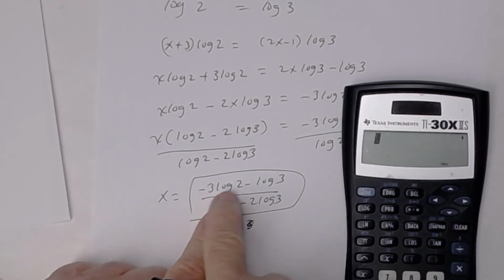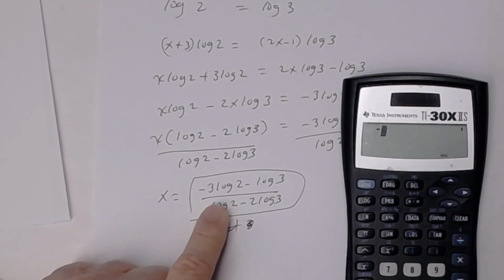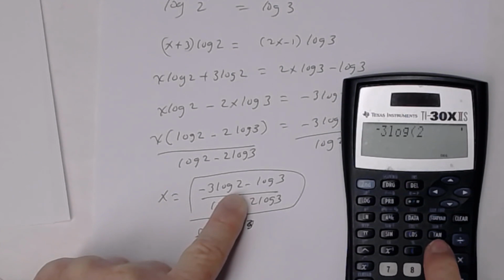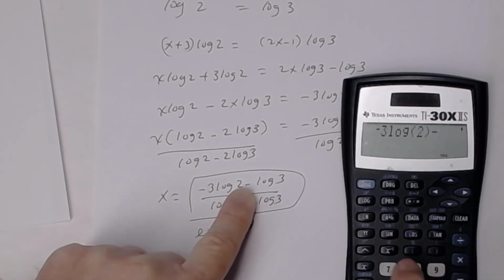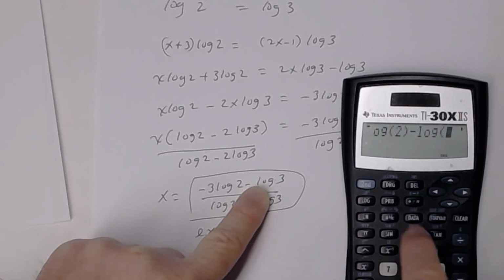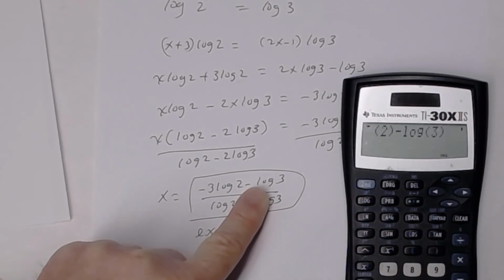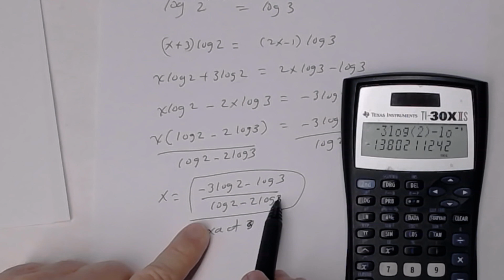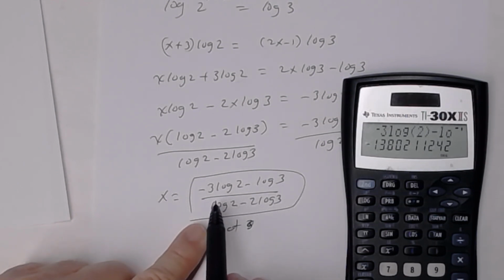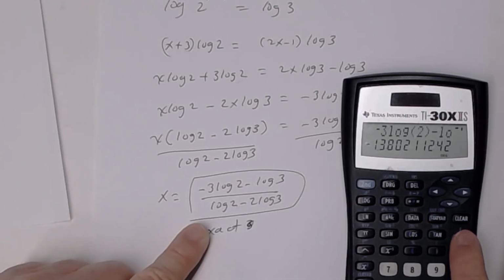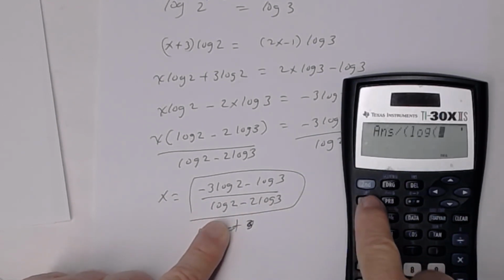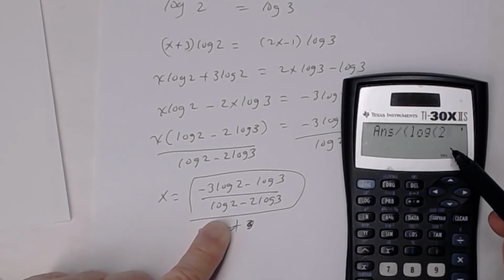All right, so let's find the numerator first. So the numerator, you're going to say negative 3 log of 2, close the parentheses, subtract log of 3. Log of 3, close the parentheses. That's my numerator. Press equal. There's my numerator. Okay? Then we have to divide it by that denominator. Now notice that denominator is more than one term. So what do we need? We need parentheses. So divide, and then put parentheses. Parentheses, and then you just write out what you see. Log of 2. Don't forget to close the parentheses for the 2, though.